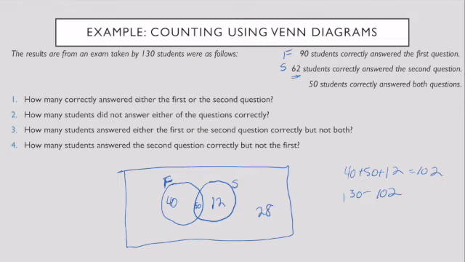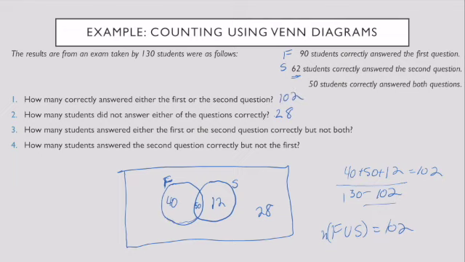So how many students did not answer either of the first questions correctly? Well, that's going to be those who aren't in F or S, so that's going to be 28. How many students answered either the first or the second question correctly? Well, if it's "or," that's the union. And I just found out that the size of F union S is 102. We added up everything in F and everything in S and the intersection.